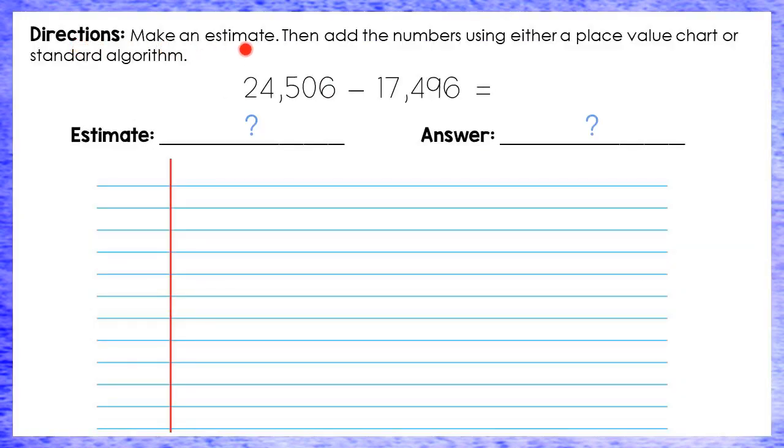Directions. Make an estimate, then add the numbers using either a place value chart or standard algorithm. I am going to model both. So once you have your estimate and your answer, again, you're going to click here and delete the question mark and type your answer. Let's begin. We are going to make an estimate. Then I'm going to use a place value chart, and then I'm going to use standard algorithm.